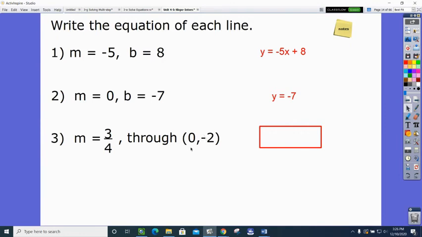Did you see that I gave you the y-intercept just in a different form? If you plot the point 0, -2, it's on the y-axis. So there is your y-intercept. So y equals mx plus b.